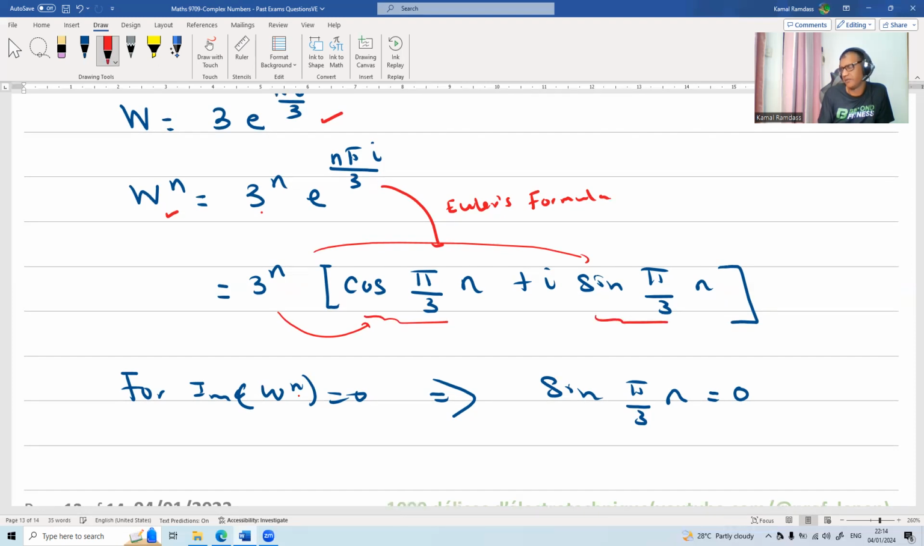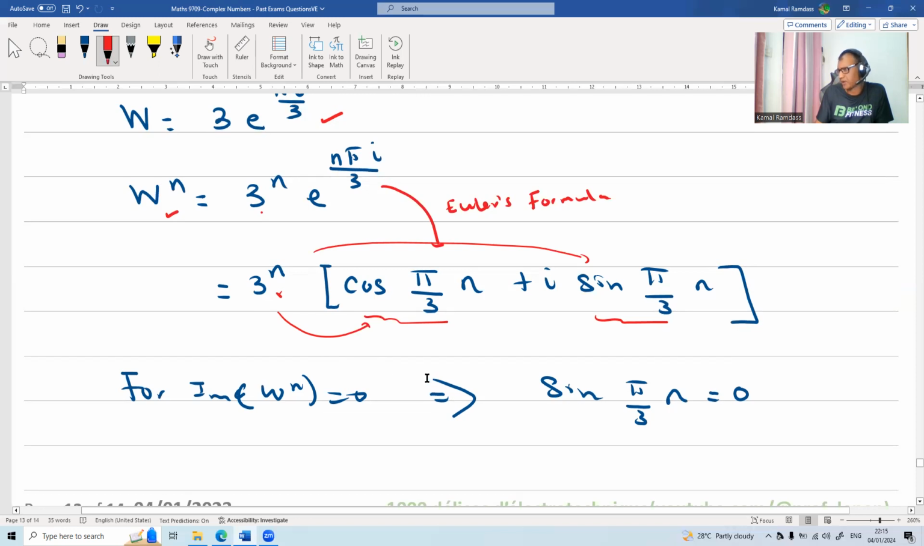Je comprends ça. OK, je connais une valeur, ça, il est suffisant, mais pas bien comme ça. OK. Imaginary de Wn est égal à 0. Quand peut-il être égal à 0? 3 à la puissance de n ne peut jamais être égal à 0. OK?